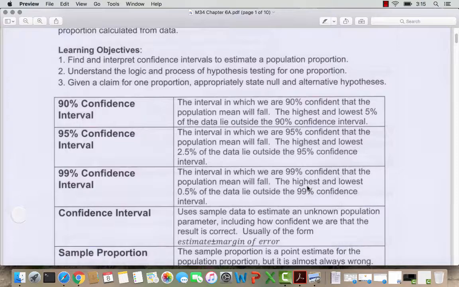Make sure you read through the why and our learning objectives for this activity and also the vocabulary. You can see here in the vocabulary we'll be looking at 90% confidence interval, 95% confidence interval, and the 99% confidence interval. These are the most frequent intervals that are used by statisticians.